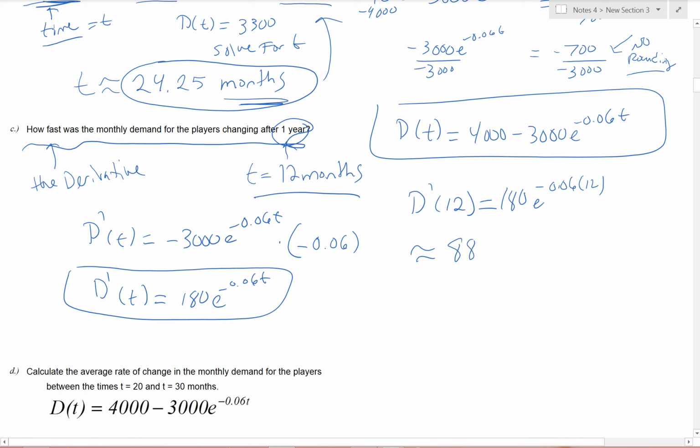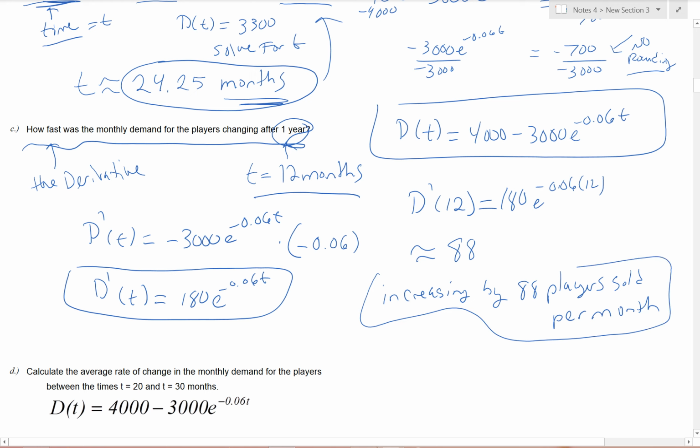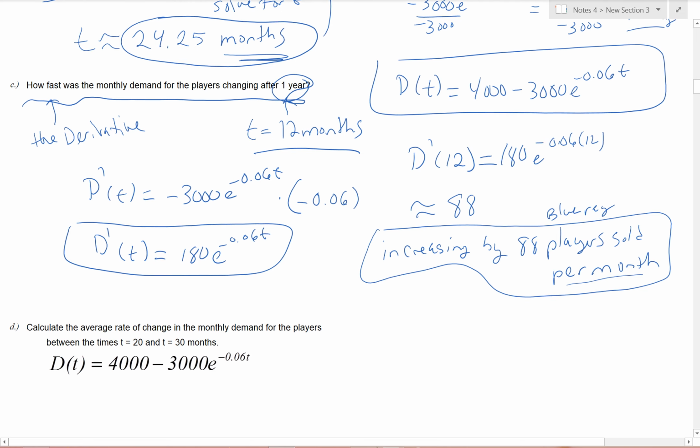Alright, the units on this mean it's increasing. How fast? Well, it increases, right? Its speed is moving up by 88 players sold per month, right? Per month is its rate. It's the change in players per month. And so remember, you have to do the units, all right? So Blu-ray player sold per month, if you want to be more precise. Blu-ray player sold per month. All right, that would be the units on it, and it's increasing because it's positive.